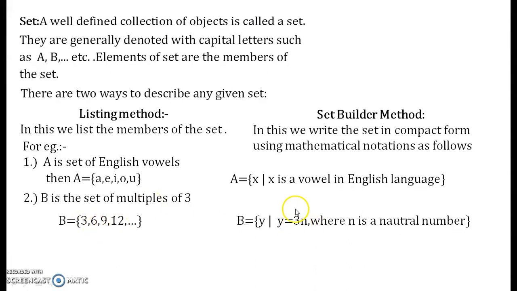When n is 3, it will be 9. 4, it will give you 12. For 5, it will give you 15 and so on. So this technical y equals 3n is defining my entire set B, which is listed over here. So this is the correct way of defining the set in the set builder method.